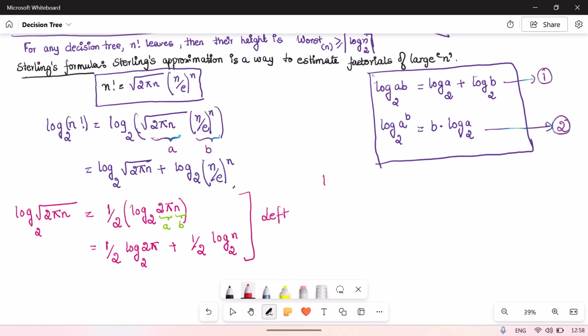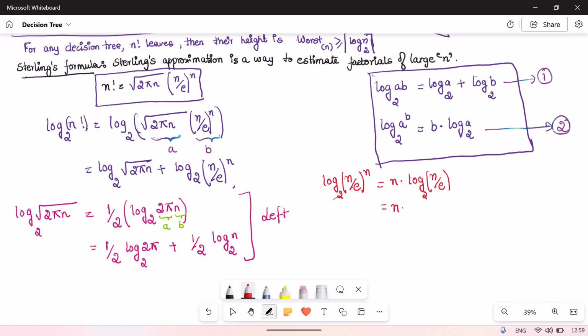So the right part is log (n by e) to the power n, to the base 2. Now, this second formula I will use: log a to the power of b base 2 is b into log a. So b here is n, so n into log (n by e) to the base 2. Okay, so here again you have this simplified form.